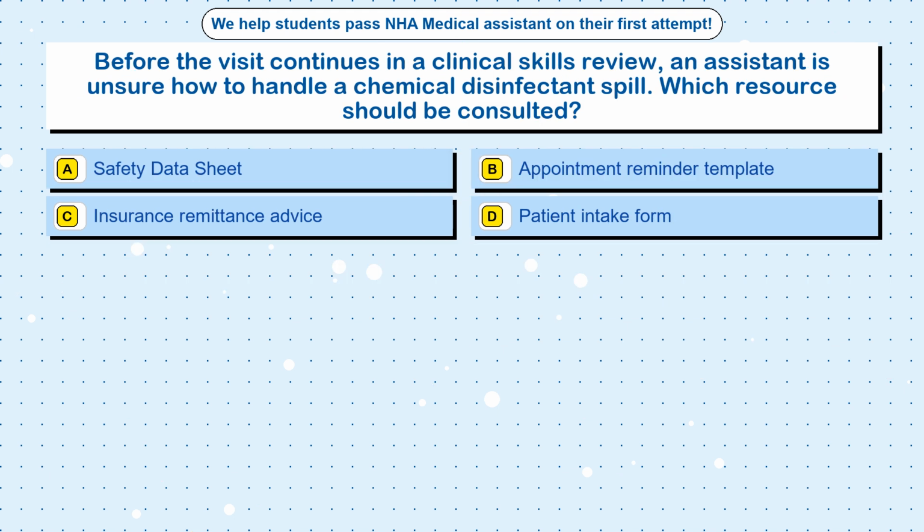Question 40. Before the visit continues in a clinical skills review, an assistant is unsure how to handle a chemical disinfectant spill. Which resource should be consulted?